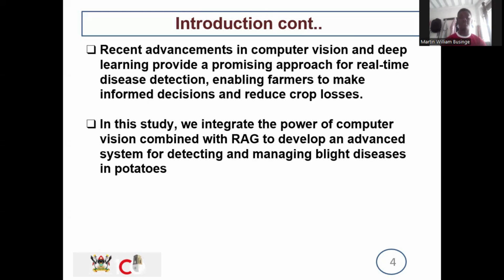So recent advancements in computer vision and deep learning have provided a promising approach for real-time disease detection, enabling farmers to make informed decisions and reduce crop losses. This is what we look to explore. In this study, we're going to integrate the power of computer vision, which we're going to combine with Retrieval Augmented Generation, RAG, to develop an advanced system which will detect and manage the blight diseases in potatoes.